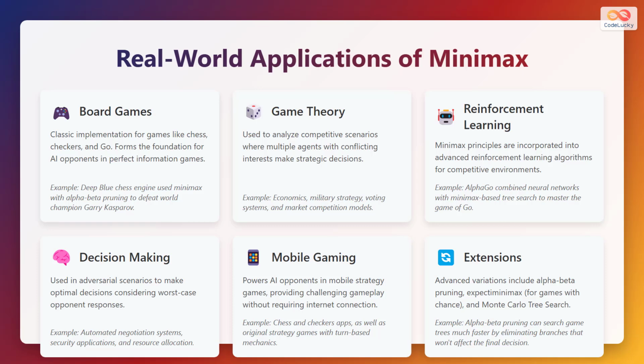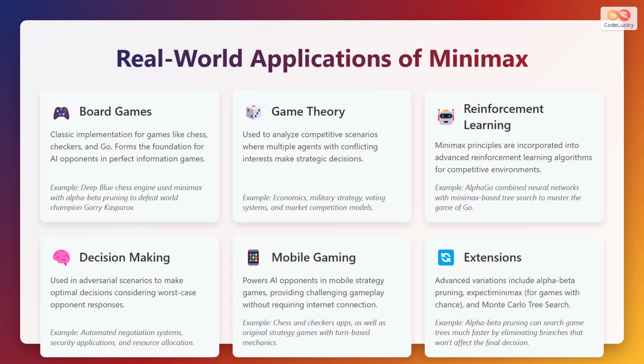It is also used in game theory to analyze competitive scenarios where multiple agents with conflicting interests make strategic decisions, such as in economics, military strategy, voting systems, and market competition models. Minimax principles are incorporated into advanced reinforcement learning algorithms for competitive environments. For example, AlphaGo combined neural networks with Minimax-based tree search to master the game of Go.